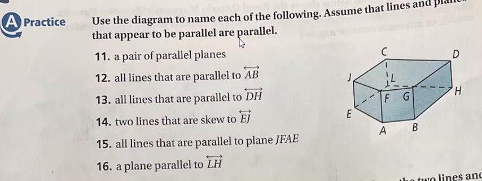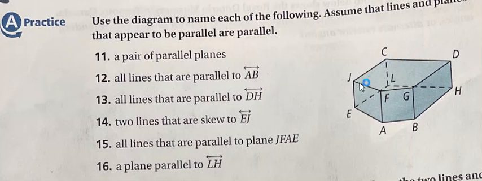So parallel planes are planes that do not intersect. That's first and foremost. So a pair of parallel planes, we're looking at ones that do not intersect. So we're looking at CJFGD. That's one of the planes or flat surfaces that do not intersect. And if you want to do a second one, it would be LEABH. That would be the second one.